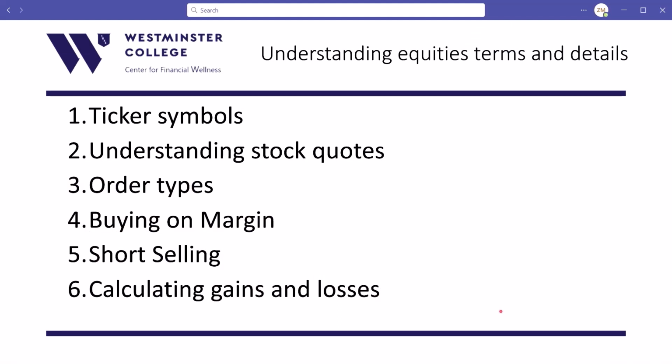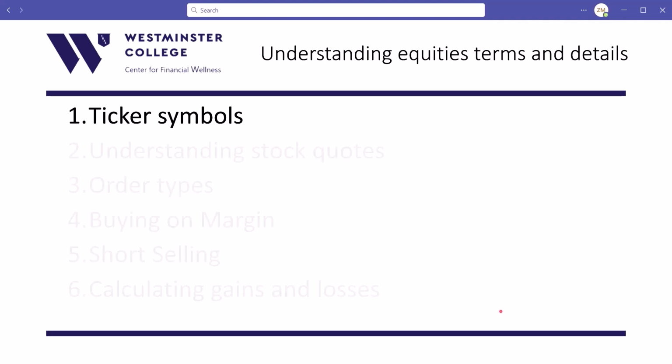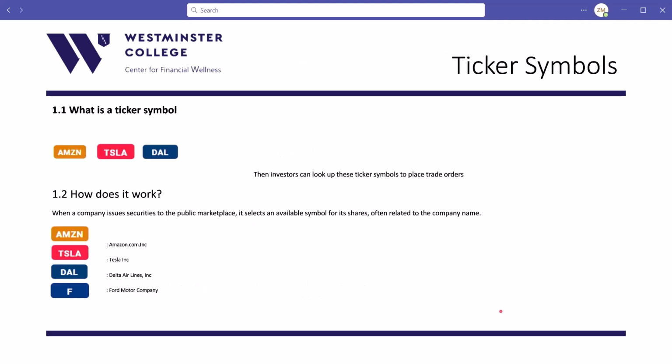So these are the following 6 sub-chapters that we're going to go through in order to help get a better grasp on what equities are. So we got ticker symbols, understanding stock quotes, order types, buying on margin, short selling, and then calculating gains and losses. First off is ticker symbols, and it's super simple.